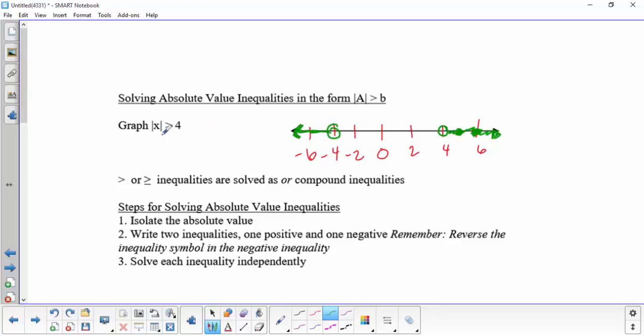So, when we have a greater than, they're solved as or compound inequalities. We learned about compound inequalities in our last lesson, and we learned that it's okay if compound inequalities, if they're an or, go in different directions, because the solution only needs to fit one or the other part. So, if we have greater than or equal to, they're solved as or inequalities, because those ones are greater than our solution, so they're going to be graphed outside.